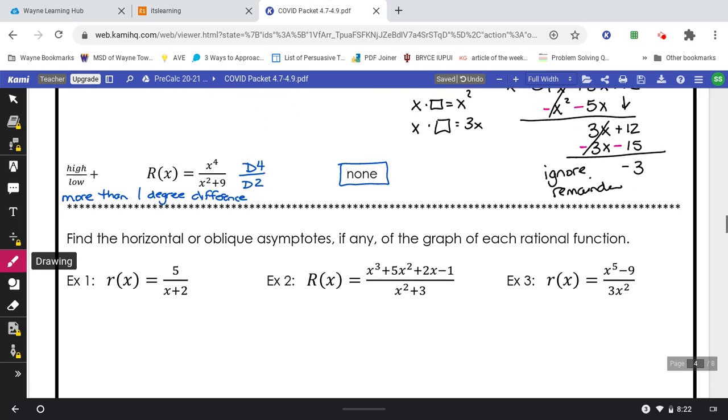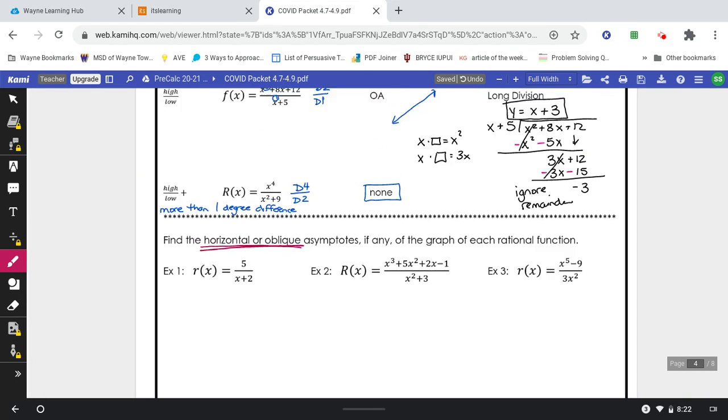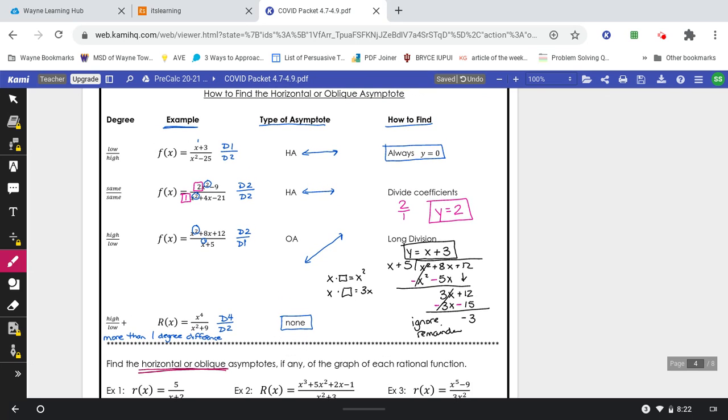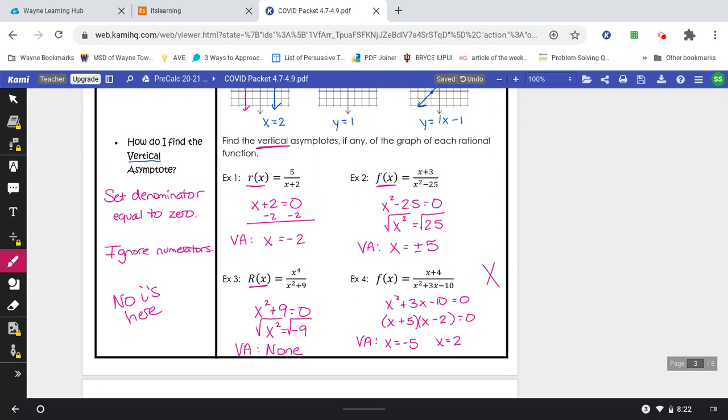All right, let's see what we can do with these practice problems. Notice here, the directions are saying find the horizontal or oblique. That means we're just going to be using this table, this chart up here at the top, in order to find our answers. What we did on the front side is vertical asymptotes. That's a completely separate category.